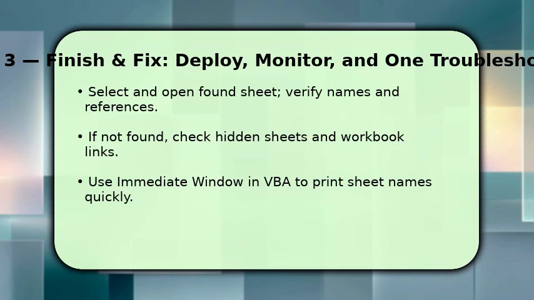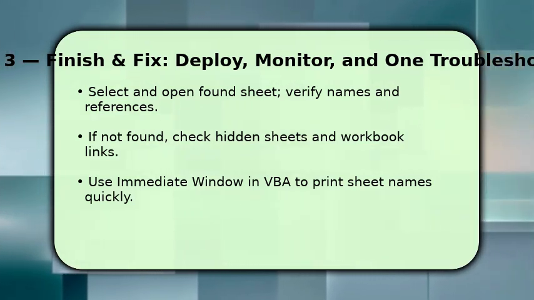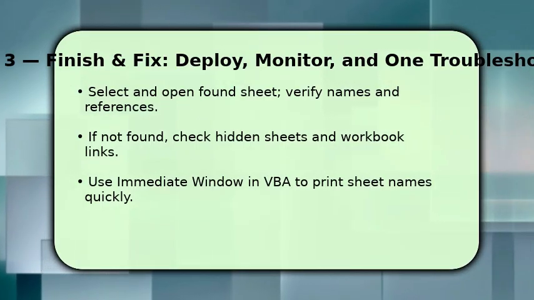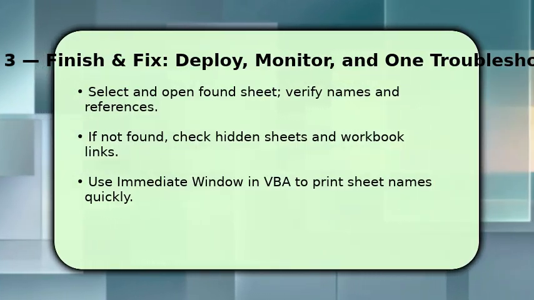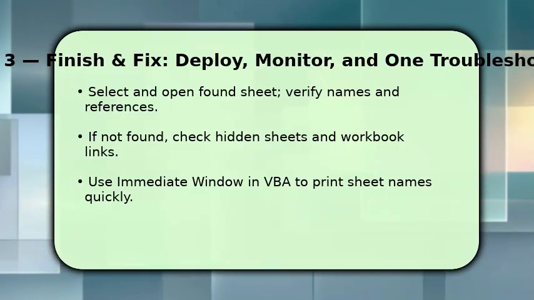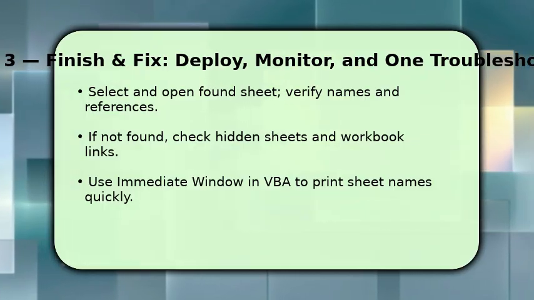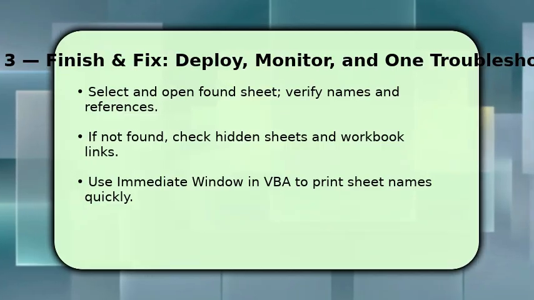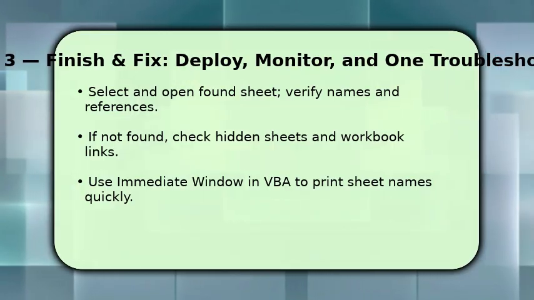Finish by opening any sheet returned by your search and confirming the exact sheet name and related references. You want to ensure formulas point to the correct sheet. If nothing appears, make sure hidden sheets aren't the culprit. Unhide sheets from the Format menu or VBA. Also check external workbook links that might carry names. A fast troubleshooting move: open the VBA Immediate window and run a one-line loop to print worksheet names. That quickly reveals ghost or hidden names you overlooked.